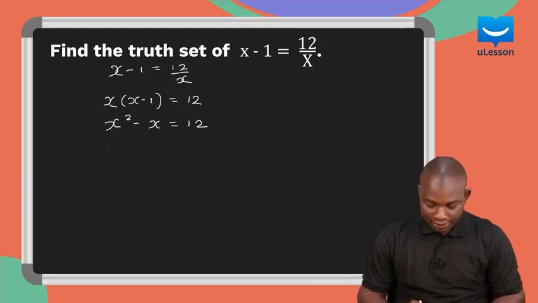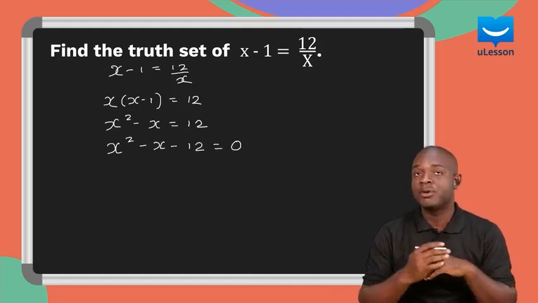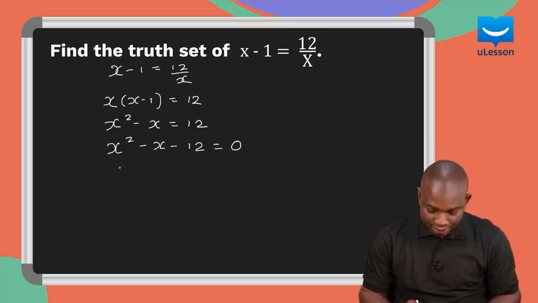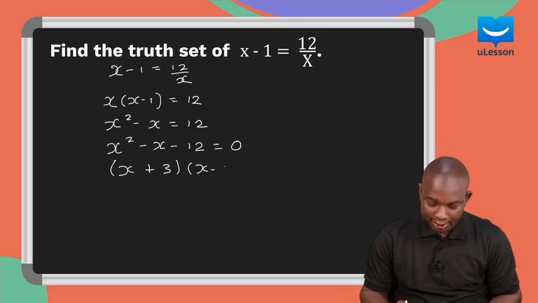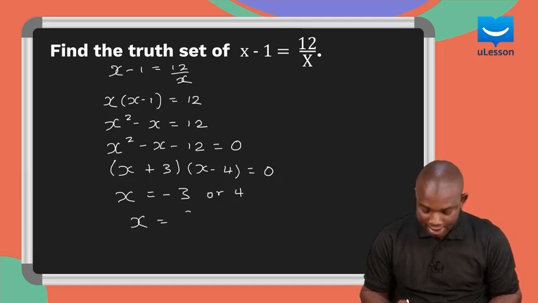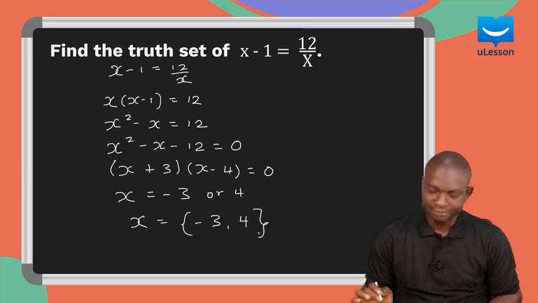And we collect all the terms to one side, and we have x squared minus x minus 12 equal to 0. And we have a quadratic equation. Now factorizing this equation results to x plus 3 times x minus 4 equal to 0. This means that x will be equal to minus 3 or 4. So the truth set will be a set containing the elements minus 3 and 4.